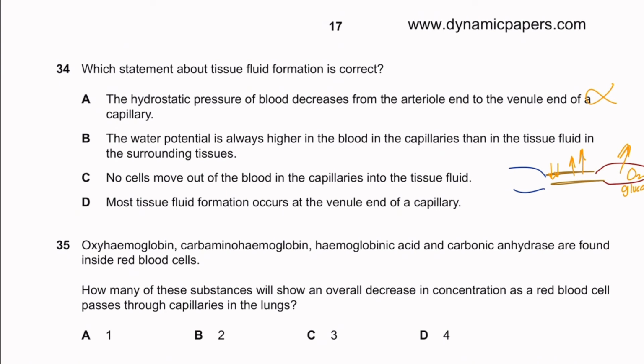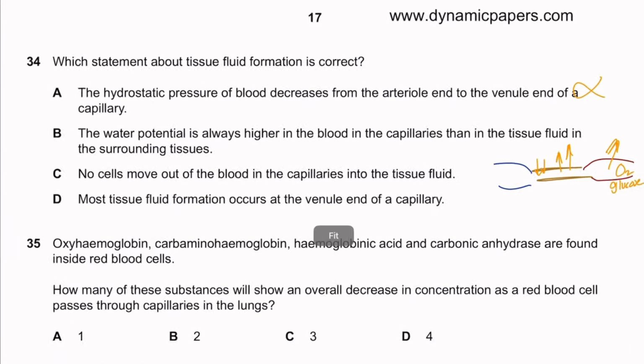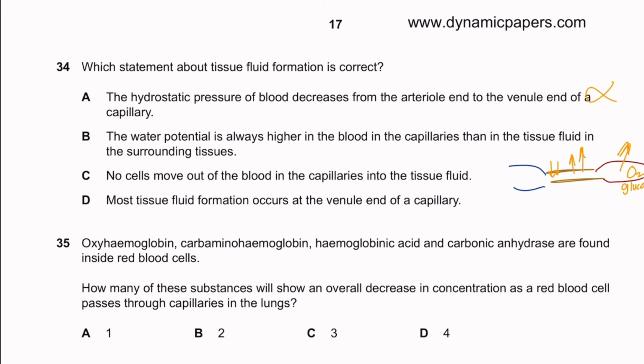C, no cells move out of the blood in the capillaries into tissue fluid. Actually, there are some cells. There are lymphocytes, the white blood cells, the phagocytes. These are going to be able to move. Most tissue fluid formation occurs at the venular end of the capillary. Most tissue fluid formation, actually no.